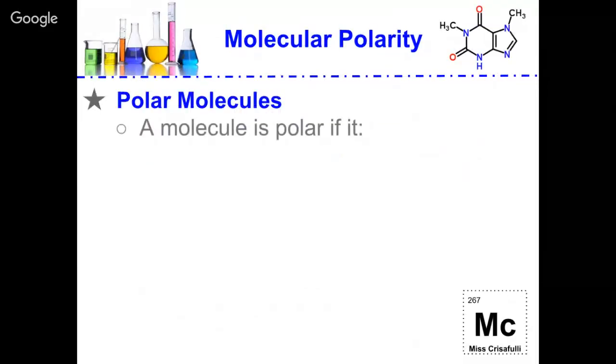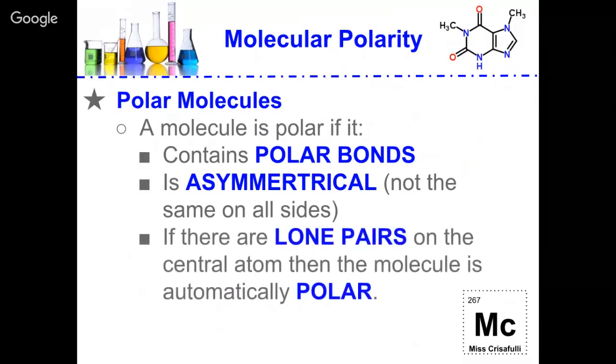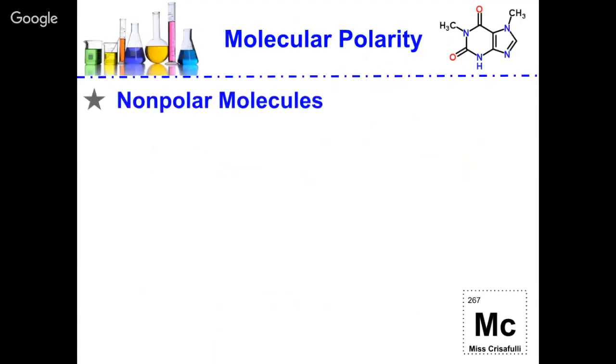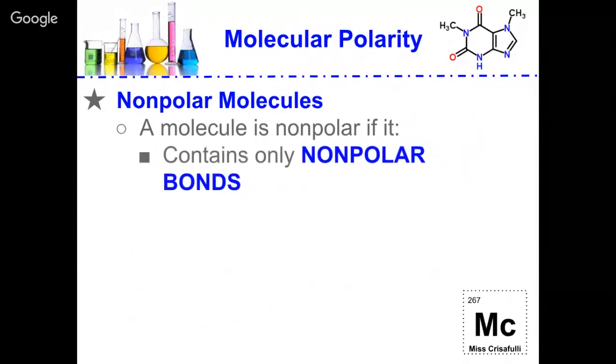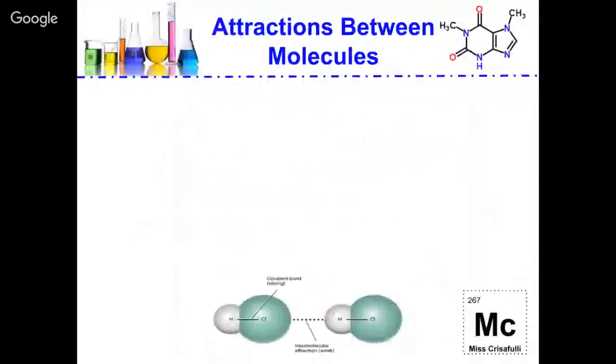That means that a molecule is going to be polar if it contains polar bonds and is asymmetrical, so not the same on all sides. And if there are lone pairs on the central atom, then the molecule is automatically polar. When we're looking at nonpolar molecules, if a molecule is nonpolar, it contains only nonpolar bonds, and is symmetrical, or the same on all sides of the molecule. So that talks about bond polarity and molecular polarity.